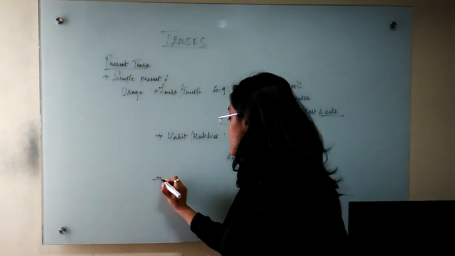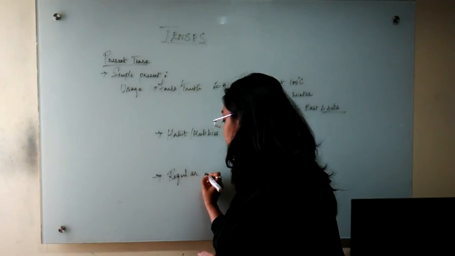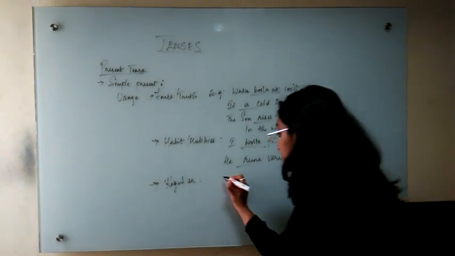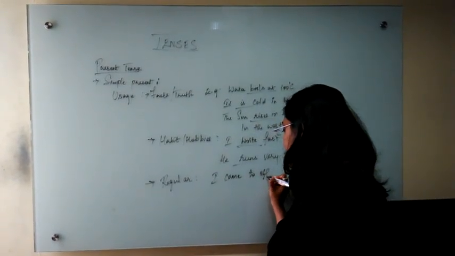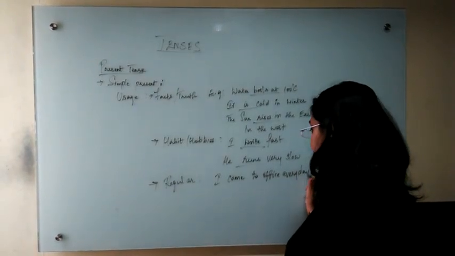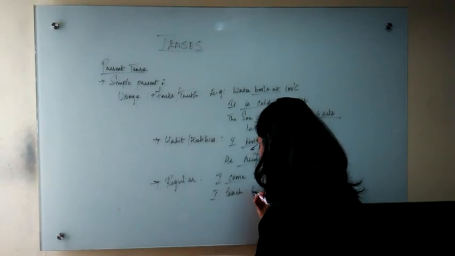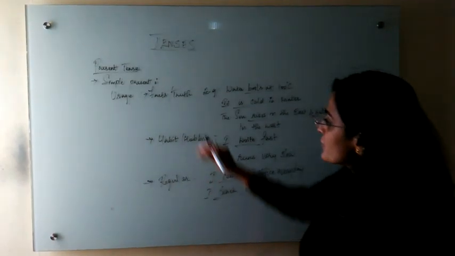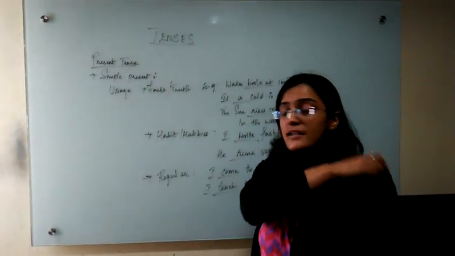Now coming to the last, regular activity. When we do a regular activity, like say for example, I come to office every day. That's my regular activity. Then I handle English classes. That's my regular activity. Or you can say I teach English. So that's again my regular activity. So these are a few things when we use the simple present tense.